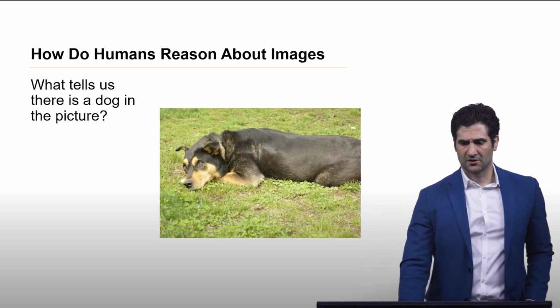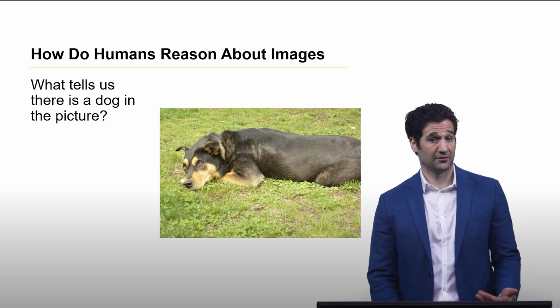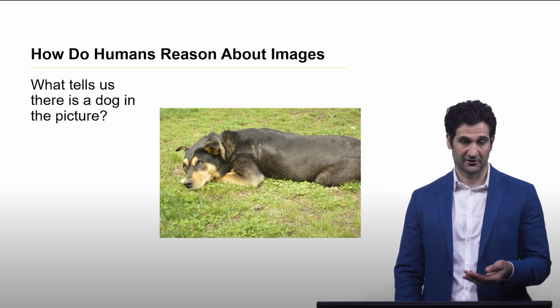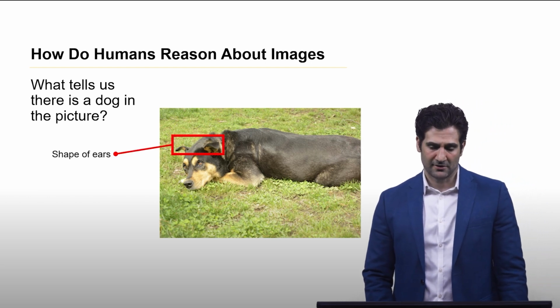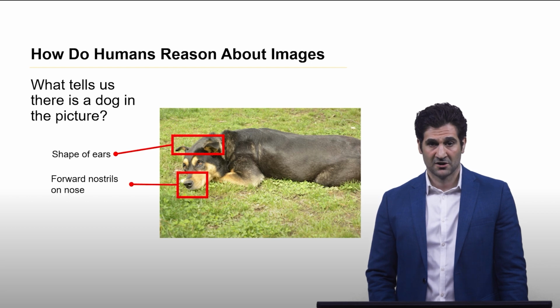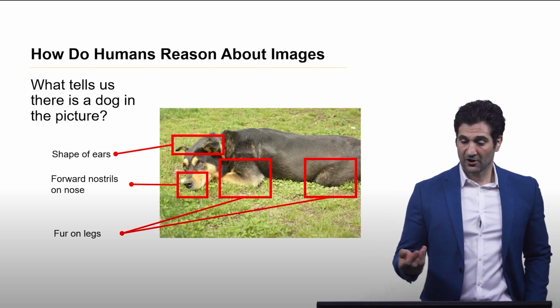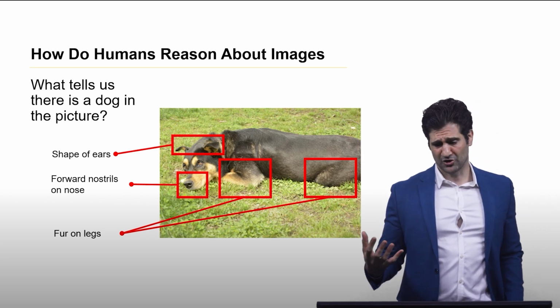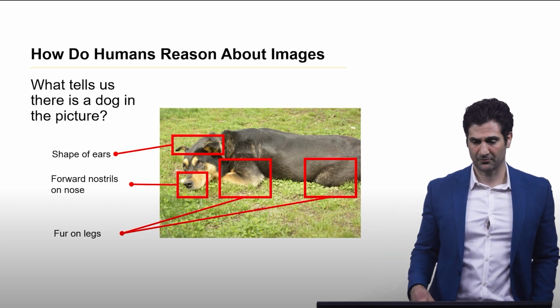Okay. So how do people reason about images? Well, you look at this image and right away you see it's a dog. And some of you may even be able to determine the breed of dog, that it's like a Shepherd Rottweiler mix. How can you do that? Well, you have the shape of its ears. You maybe pick out the forward nostrils on the nose, which is a big hint that it's a dog. The fur on its legs. All these things, human beings instantly pick out and assemble together and say, oh, that's a dog.